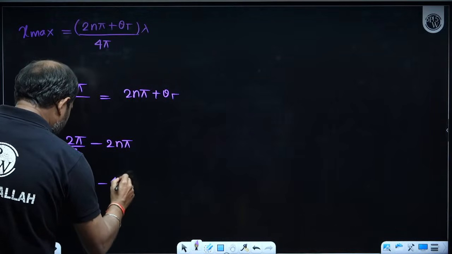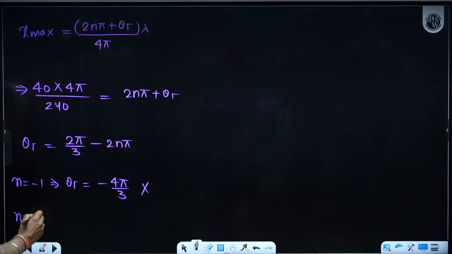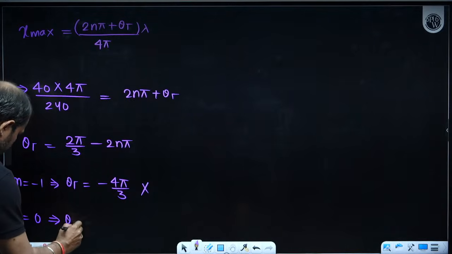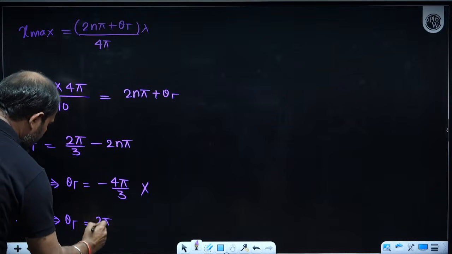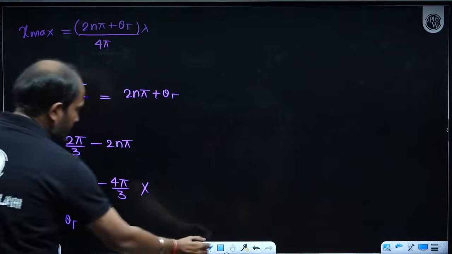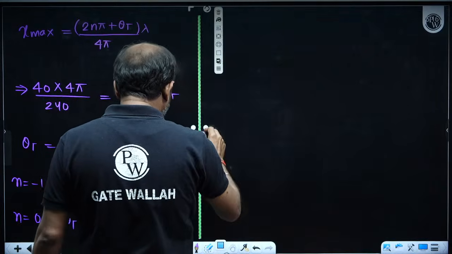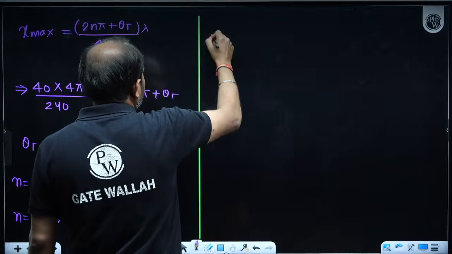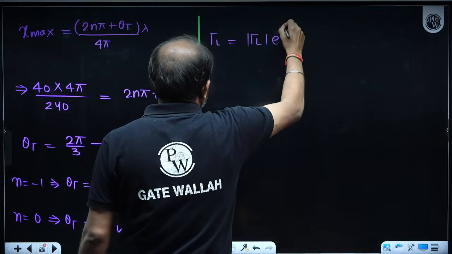Minus 4 pi by 3. n is equal to 0. Theta gamma is equal to 2 pi by 3. Then you will calculate theta gamma L. Gamma L is equal to mod gamma L e to the power j theta.